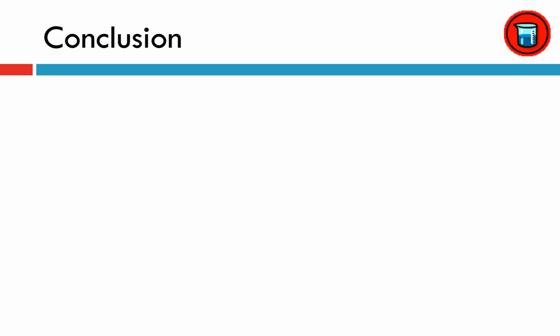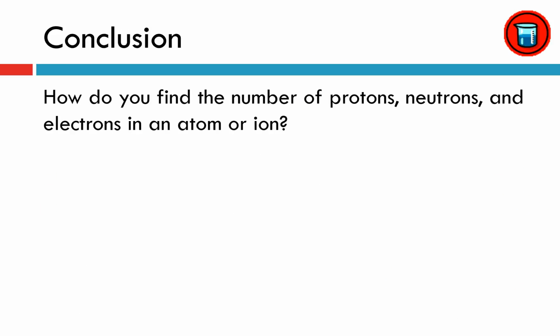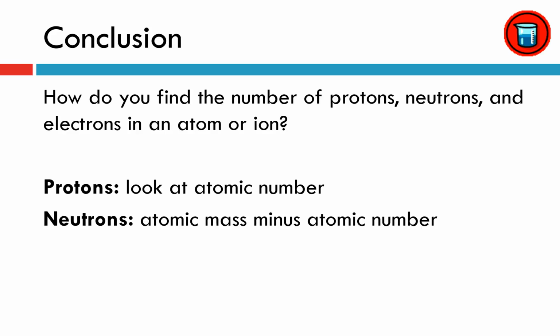All right, so just to finish up, conclusion, I'd like you to quickly explain how you find the number of protons, neutrons, and electrons in an atom or ion. This is easily the most important take-home from this lesson. Okay, so with protons, pretty straightforward. Use the periodic table and just look at the atomic number. If it's got 12 protons in its nucleus, it has to be magnesium. It's right there on the table. To find the number of neutrons, take the atomic mass and then subtract the atomic number.